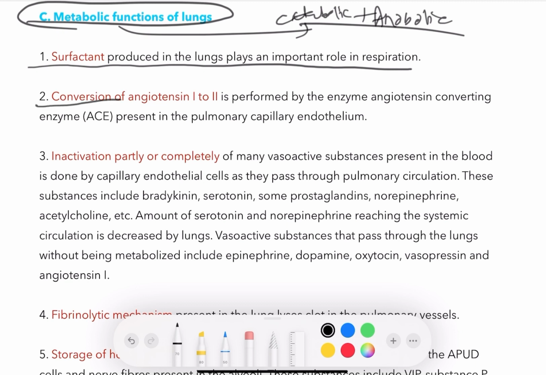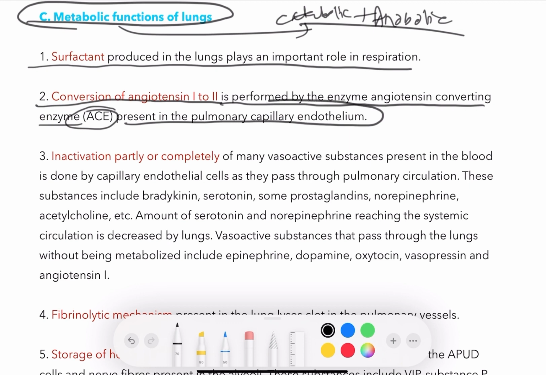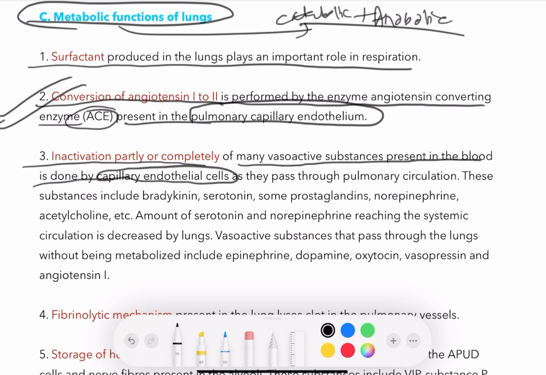Then conversion of angiotensin 1 to 2 is performed by the enzyme angiotensin converting enzyme, ACE, present in the pulmonary capillary endothelium. Remember this: ACE helps in the conversion of angiotensin 1 to 2 via the pulmonary capillary endothelium. Then inactivation, partially or completely, of many vasoactive substances present in the blood is done by the capillary endothelial cells as they pass through the pulmonary circulation.